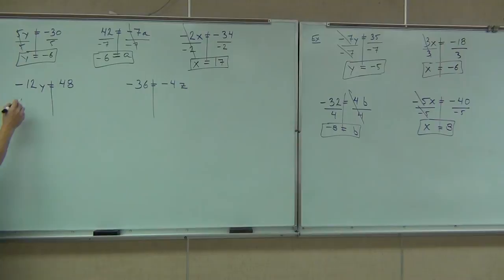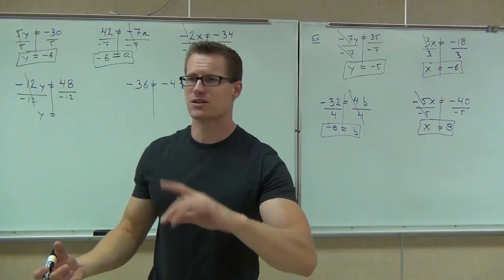Same thing happens with this. We do need to divide by our negative 12. Negative 12s are going to create that positive 1, giving us a y. On the right-hand side, we have 48 divided by negative 12. Again, multiplication division rules tell us two different signs. We're going to end with a positive or negative here? Negative. Good.